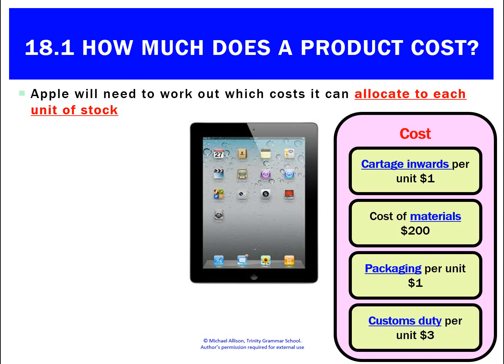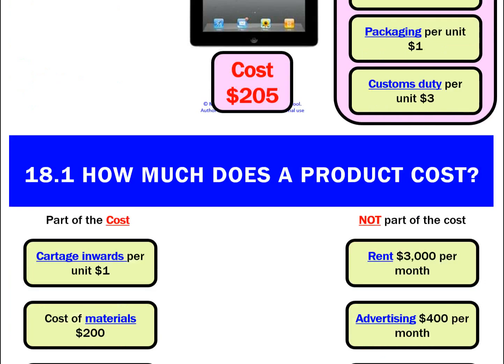So now we can answer our question. What's the cost of each iPad? Well, to us, it's 1 plus 200 plus 1 plus 3. That's $205. So now we can figure out how much to sell it for because we've got a starting point where we know it's got to be at least $205 in order for us to make a profit.